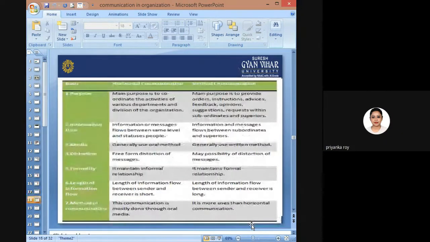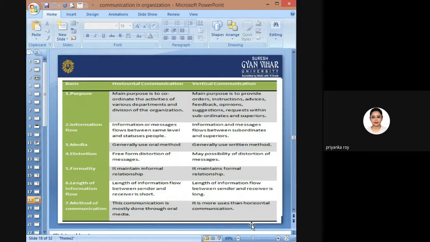in the organization. Horizontal communication, the main purpose is to orient the activities of various departments and divisions of the organization. And vertical communication, the main purpose is to provide order, instruction, advice, feedback, opinion, suggestions, and request between the subordinates and the superior. So horizontal communication is in the form of informal flow. Informal messages flow between same level and status of people. Whereas in vertical communication, formal information and messages flow between subordinates and the superior.